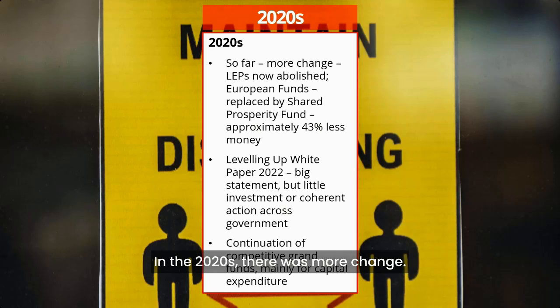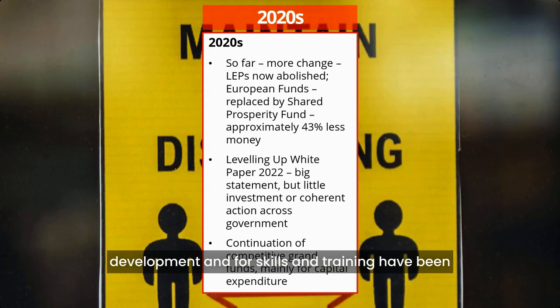In the 2020s, there was more change. We had COVID-19 and local authorities stepped up significantly to support their local businesses during that time. LEPs, local enterprise partnerships, have now been abolished as of April 2024. European funds for regional development and for skills and training have been replaced by the Shared Prosperity Fund due to Brexit, but there's approximately 43% less money.